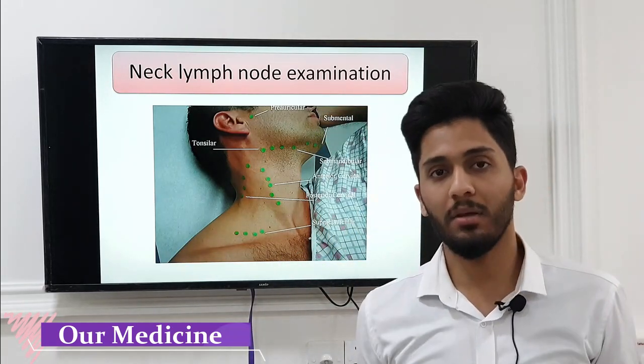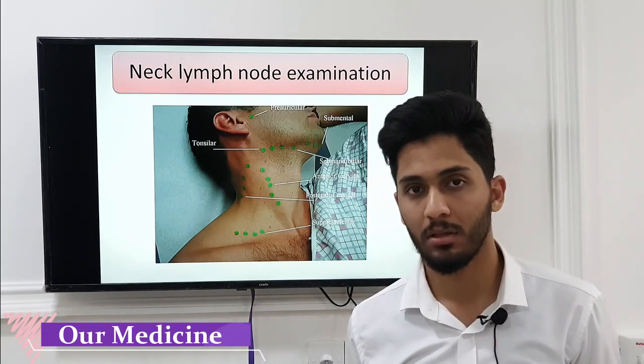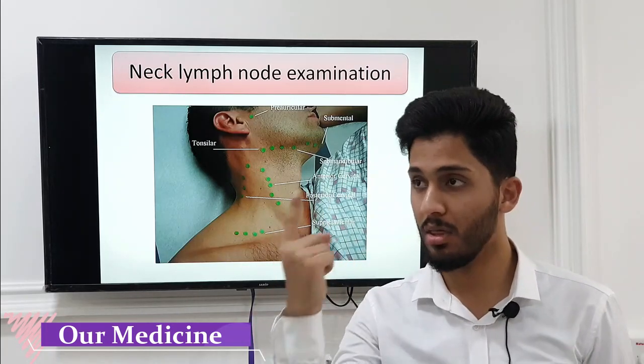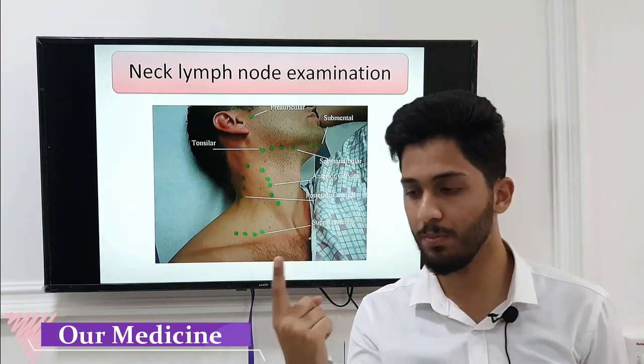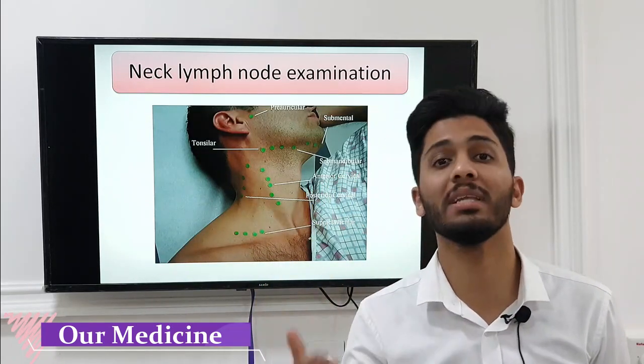If there is no lymph node enlargement, you say there is no lymph node enlargement in the neck. But if there is enlargement, you should determine the site, which group, and the size of the enlargement, above or less than 1 centimeter.